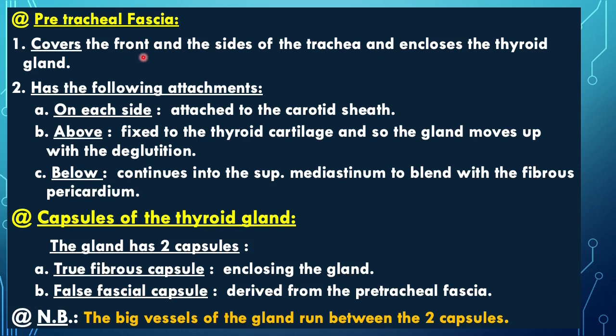Another thing to know is that the gland has two capsules. It has a true capsule, which is enclosing the gland completely, and that's derived from the investing layer. The other is a false capsule that's derived from the pretracheal fascia. So we have two capsules, one true and one false. Remember that the vessels of the gland, like the superior thyroid artery, the inferior thyroid artery, and so on, are going to pass between those two capsules.